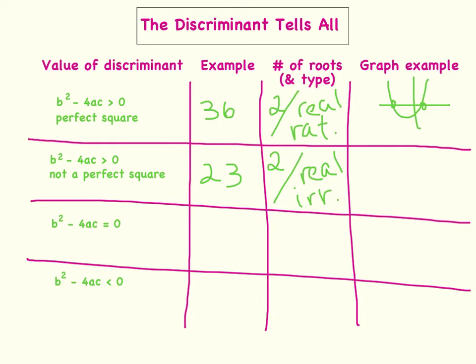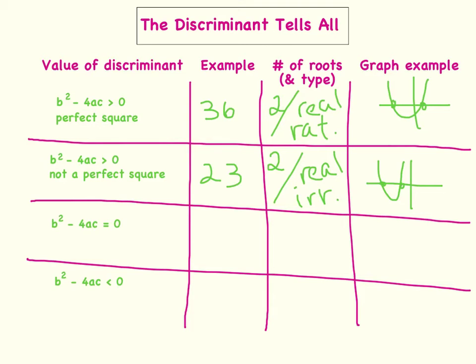Now, an example of this graph basically would be the same type of graph you would have if they were rational. They're real, so we're going to have 2 places where your graph crosses the x-axis.